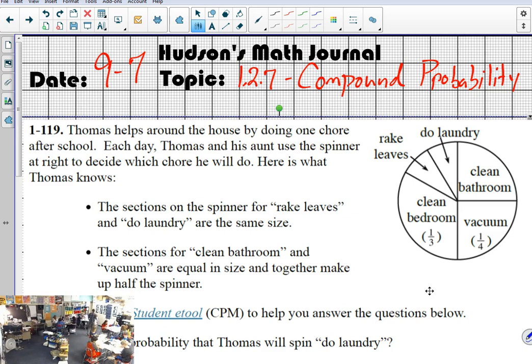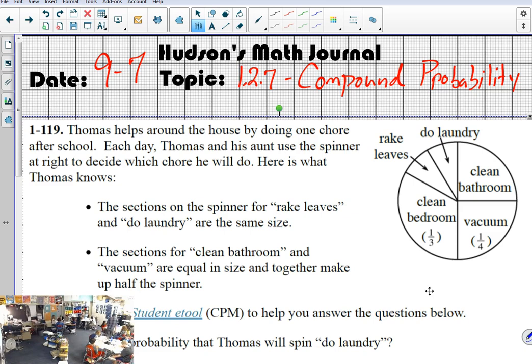Thomas also lives in the house and has one chore after school. Each day Thomas uses the spinner to decide which chore he will do. Here's what Thomas knows. On the spinner, the sections for the chores are equal in size. What do they make up? Half the spinner.